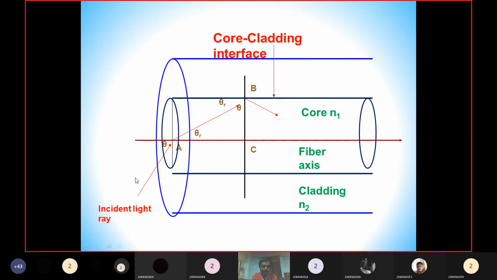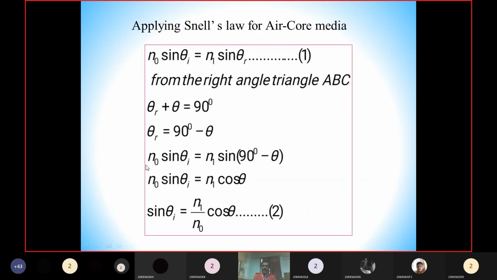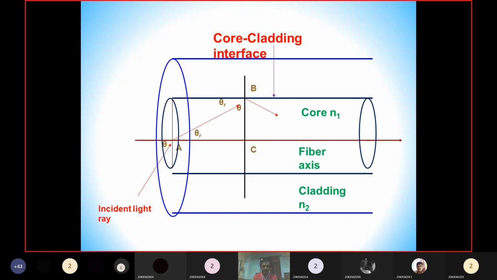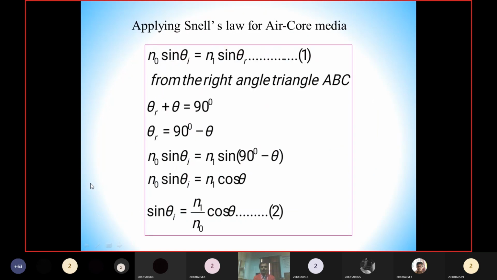Okay, so what is the maximum angle required to propagate total internal reflection? That maximum angle we will call the acceptance angle. Now we have to find out the acceptance angle, that is, what is the angle of incidence of the light ray. That acceptance angle we have to calculate.